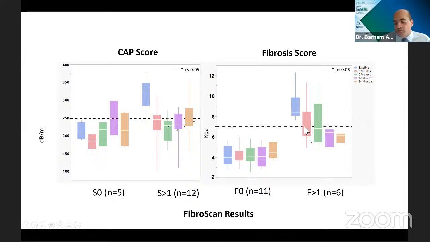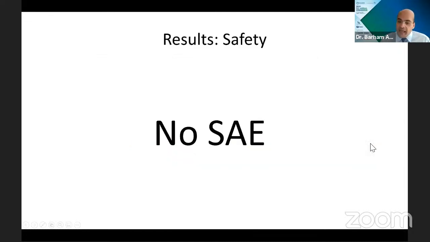If you look at those with an increased fibrosis score at baseline, with an F more than 1, you could see that there was a correlated decrease in the fibrosis score that was maintained up to 24 months after the intervention. Happily, which is an excellent result, there were no SAEs reported in the study.